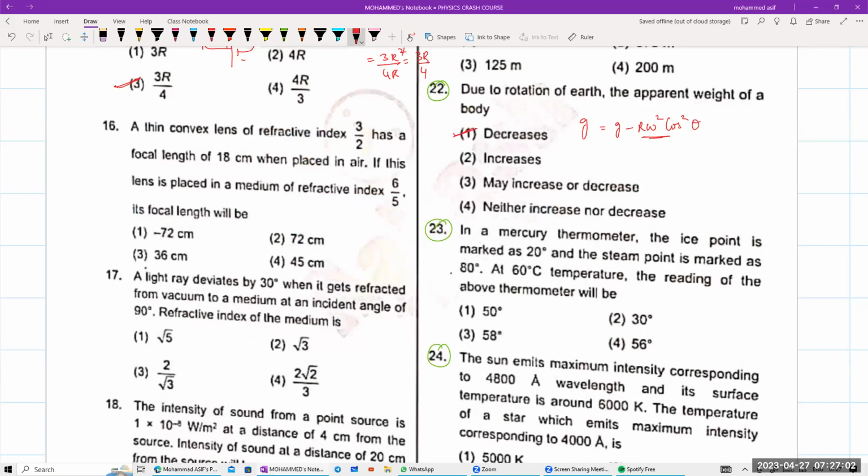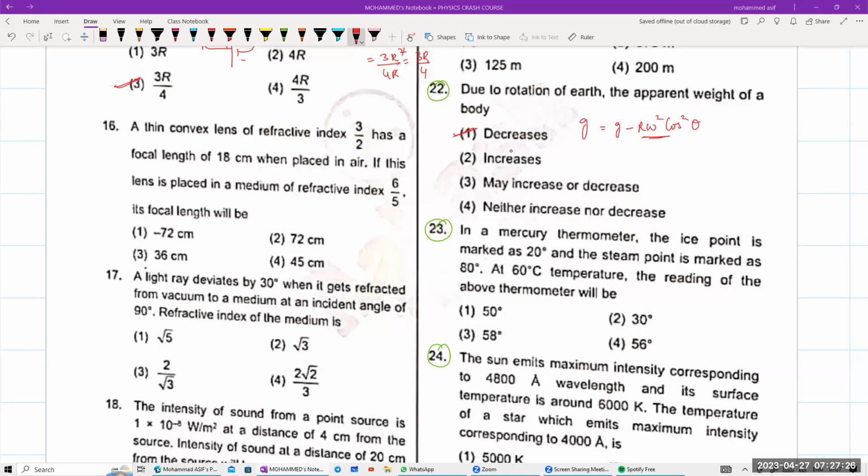Then 23. How many of your answers have been given? Let me check it out. आया सभी को? चलिए. What is the formula you will be using बेटा? General formula याद है आप लोगों को? X minus lower fixed point divided by upper fixed point minus lower fixed point is equals to constant.